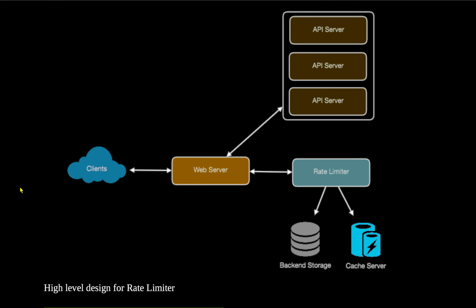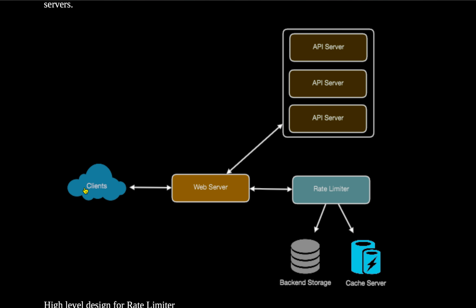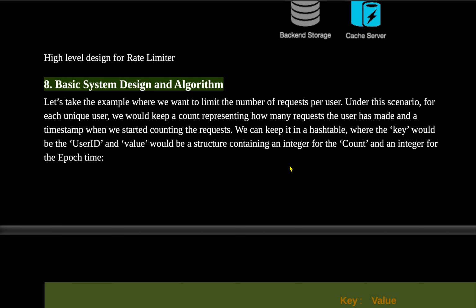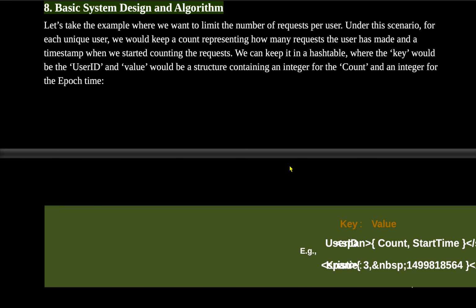So in this diagram, what happens is a client sends a message to the web server. The web server checks with the rate limiter. The rate limiter has its own backend storage, cache servers for all of its configuration and current buckets or current window counters. The moment the rate limiter says yes, I can pass, or not pass, it will likewise go to the rest of the API servers. So, basic system design algorithm.